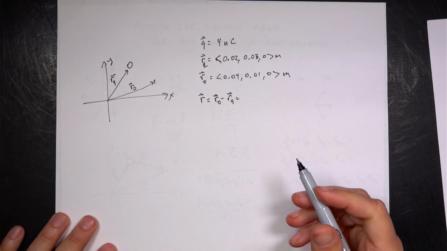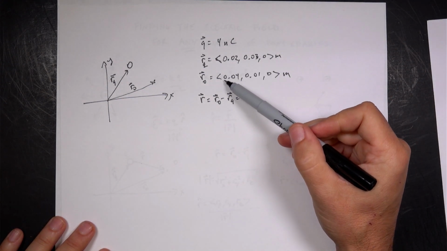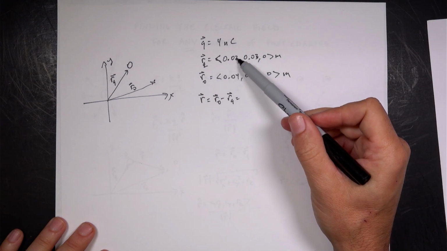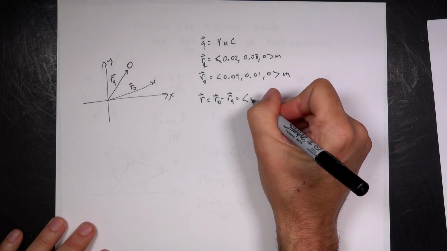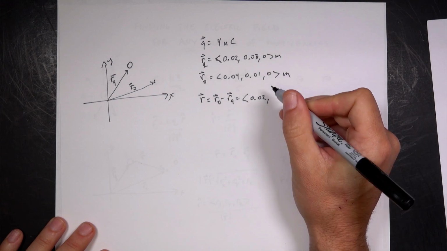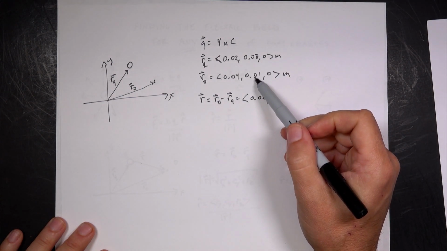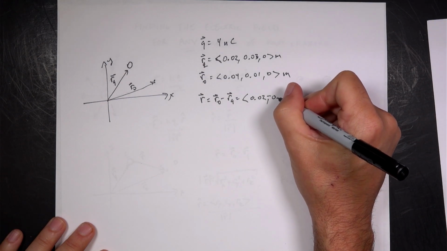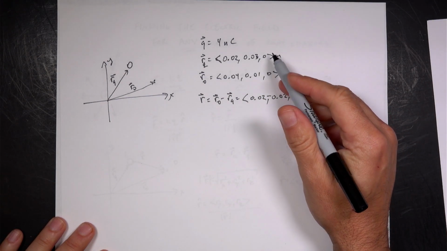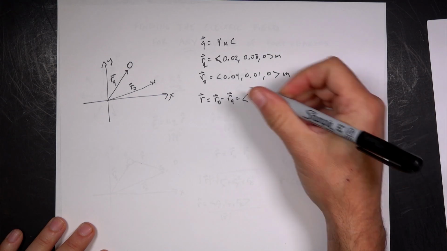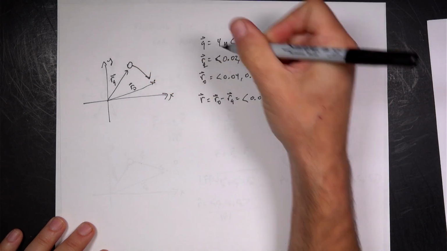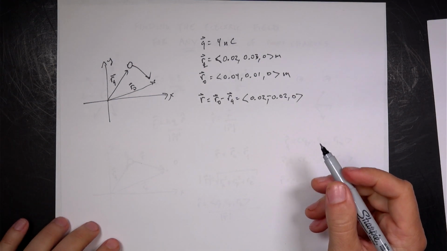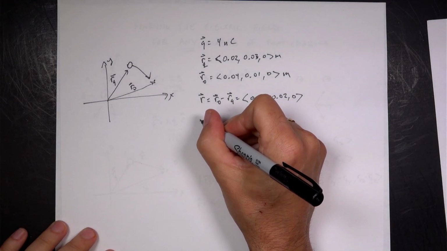Well, I can actually do that without a calculator because I can subtract components, right? If I take 0.04 minus 0.02, I can do that without a calculator. That's 0.02. And same thing for here. 0.01 minus 0.03 is going to be negative 0.02, and then 0 minus 0 is 0. So this is my vector. It is in the negative y direction, just like I said right there. That's my vector r.